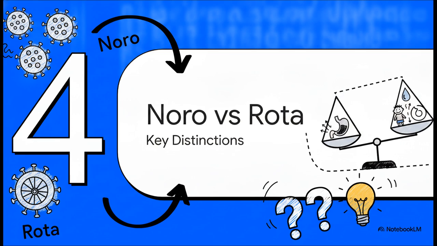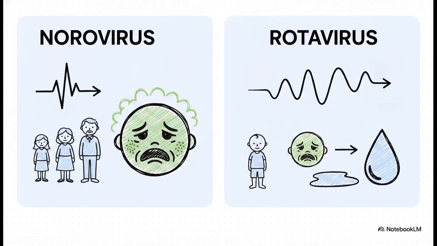Section 4. Noro versus Rota, the key clinical distinctions. Now, what's really interesting about this slide is how perfectly it sets you up to nail a clinical vignette. Let's bring them head to head. Notice how the clinical timelines completely diverge.